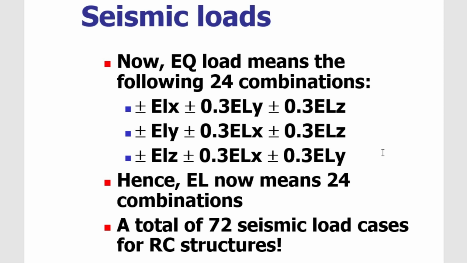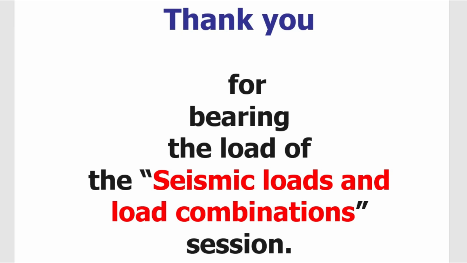Mandatory load combinations, here we are considering RC structures, so whatever three factors, 1.5, 0.9 and 1.2, all of that we are taking. So there will be in all 72 seismic load cases for RC structures if we are considering the ground motion in all three directions. So this is all regarding seismic loads and seismic load combinations.